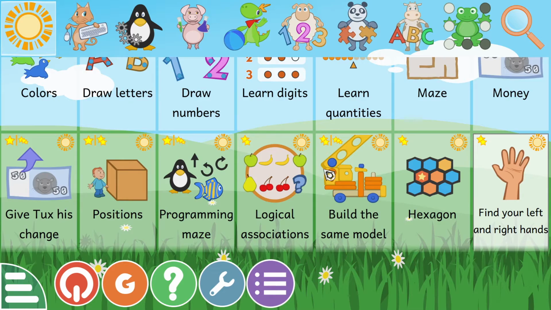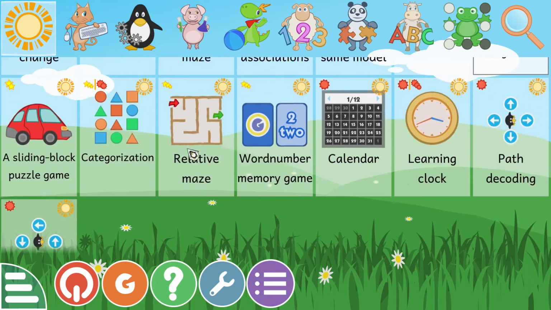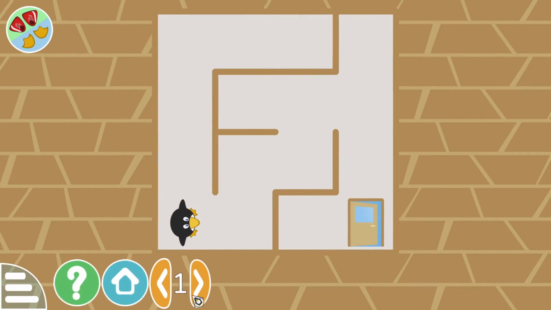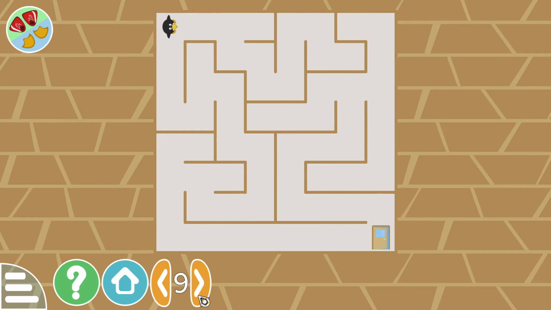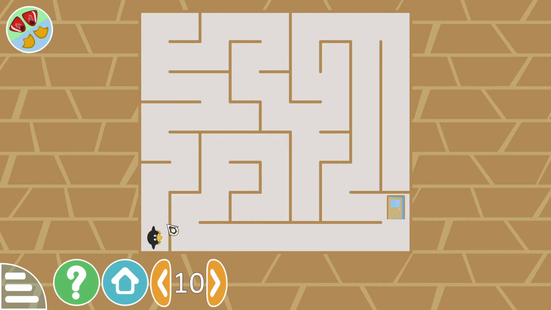So I'll come back to relative maze, and then skip in several levels. So in this case, we've got to turn left, walk down the corridor, take the first left, take the right, then go straight ahead, take the left, and then down the long hallway until the door.